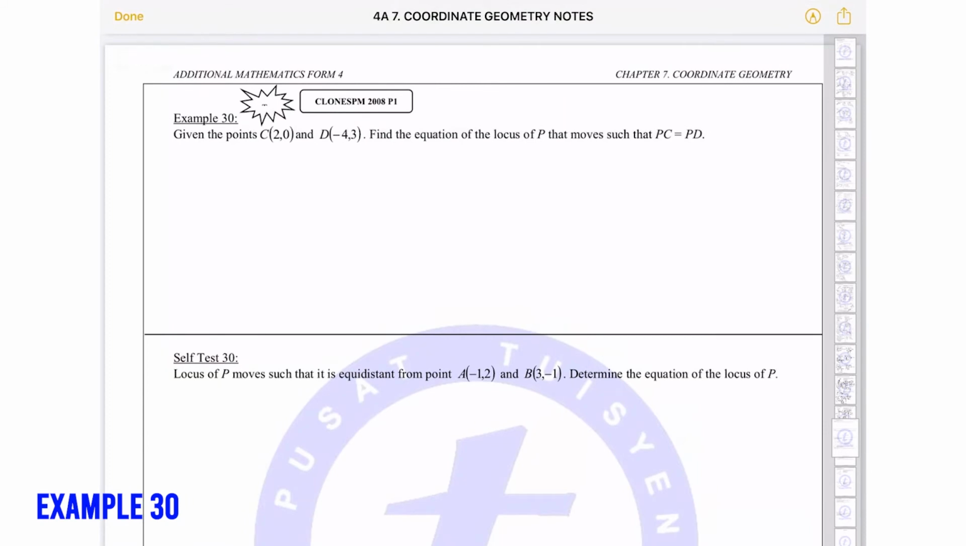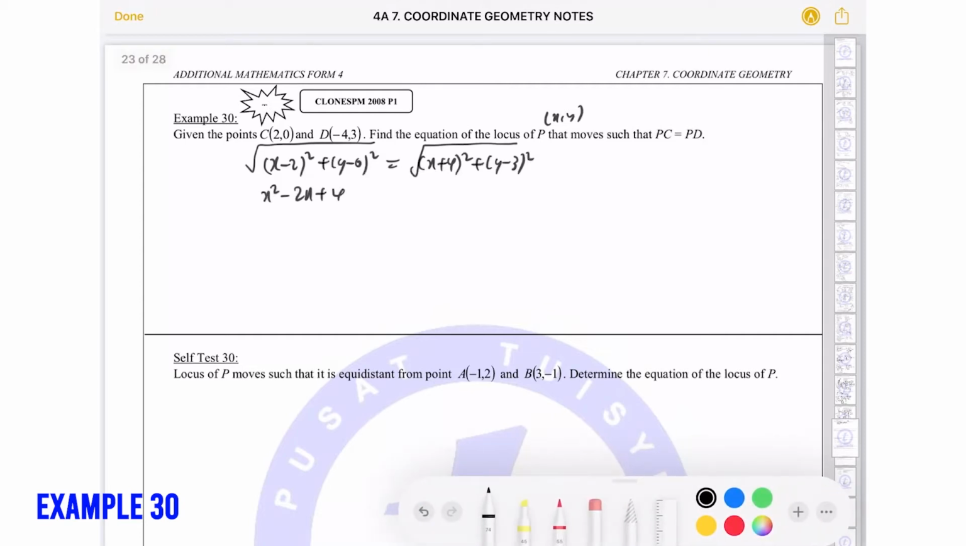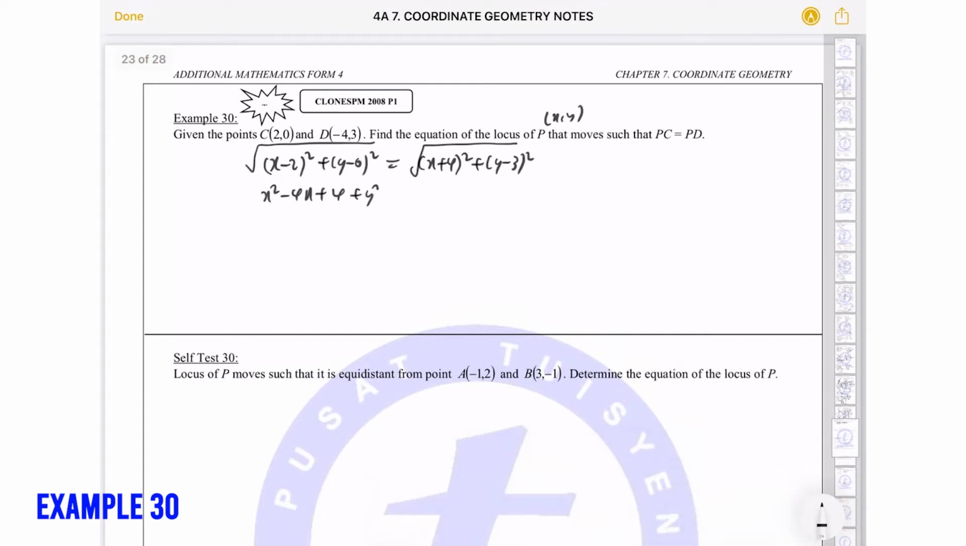Example 30. Given points C and D, you're finding the equation of the locus such that PC equals PD. Again, P is (x, y), so we say (x minus 2) squared plus (y minus 0) squared. The distance must equal (x plus 4) squared plus (y minus 3) squared. I should put a square root over it, but when you square both sides, the square root will be cancelled automatically. Sorry, I made a mistake here. This is supposed to be a 4 minus 4x. Then it's y squared. This is x squared plus 2ab, which will be 8x.